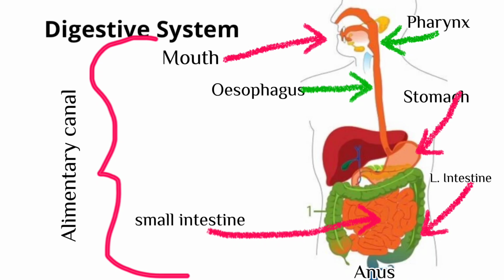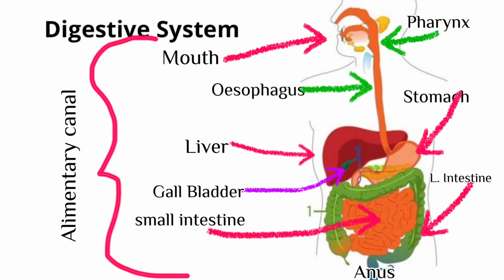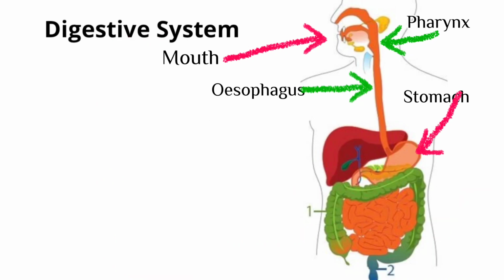The digestive gland, the liver, produces bile. The bile is green and is stored in the gallbladder. The liver produces bile and the gallbladder stores it. The next is the pancreas. The pancreas produces pancreatic juice. These are the three important sites for chemical digestion.